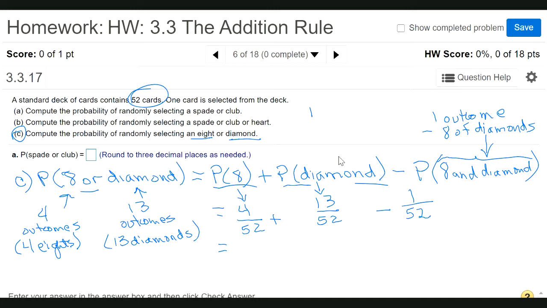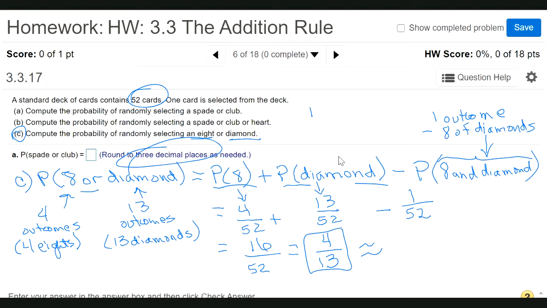So then that gives me, we're going to add and subtract across the top and keep the common denominator. So 4 plus 13 is 17, minus 1 is 16 out of 52. Those will both divide by 4. If I divide by 4, I get 4 over 13. That would be the exact fraction answer. And then since they want it rounded to 3 decimal places, I need to do that. So 4 out of 13, or we could have done 16 out of 52. Either one would have given us the right answer.